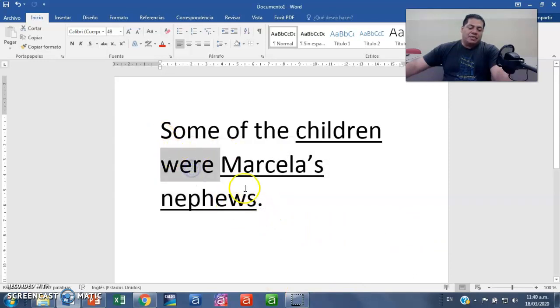Why? Because I have this linking verb, and it answers the question what or who. Some of the children were who? Marcela's nephews. They were the nephews. So, they are the same thing. Some of the children are the same thing as Marcela's nephews. Not all of them, some of them. And that is the case of the predicate nominative.